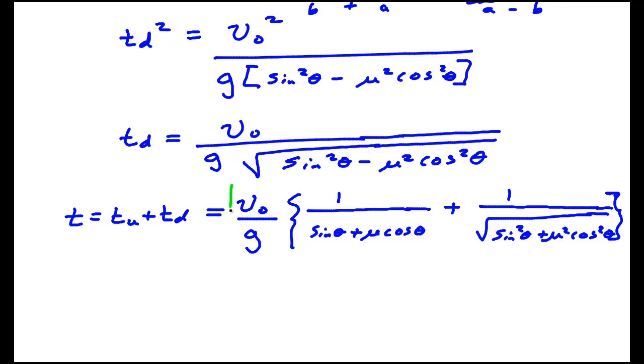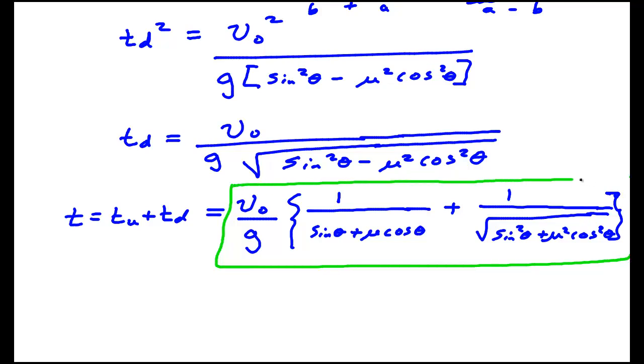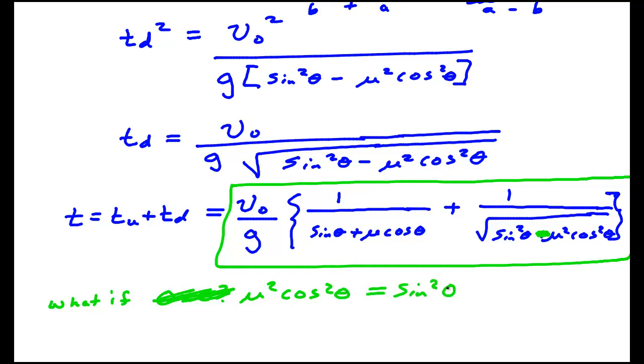But as always, we're going to want to see if this makes some sense, and see if there's any unusual, funny things that happen. By the way, I missed this. This should be a minus. My fault. That's a minus. What if mu squared cosine squared theta was equal to sine squared theta? What would happen if that term went to 0?